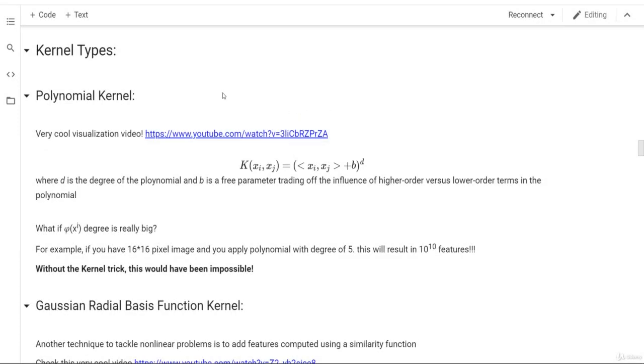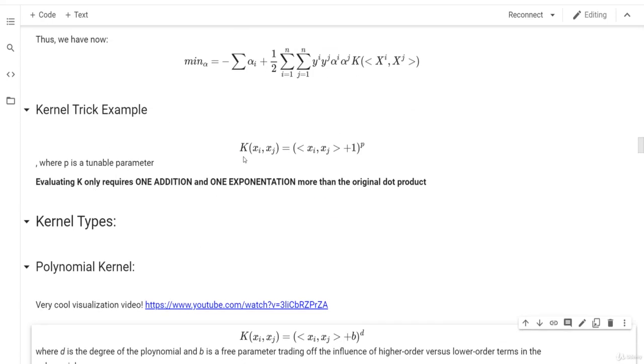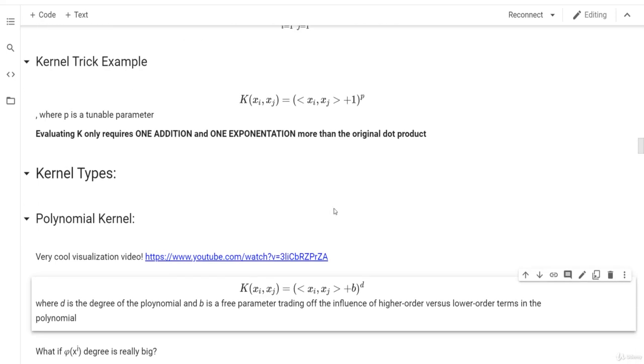Okay, now let's discuss the kernel types. We will start with the polynomial kernel. In order to understand the polynomial kernel, we explained an example here, and this is the same example. This is the same formula for the polynomial kernel.